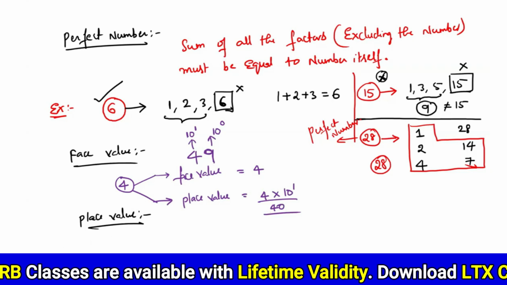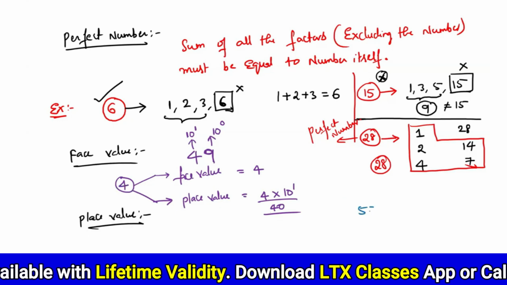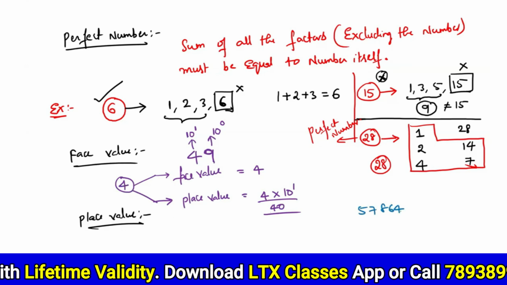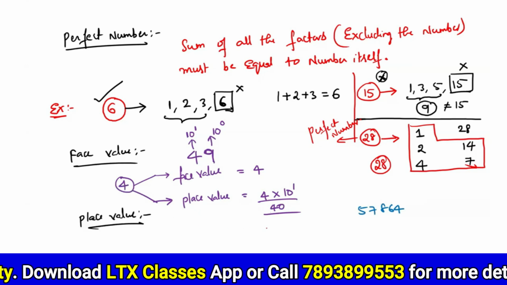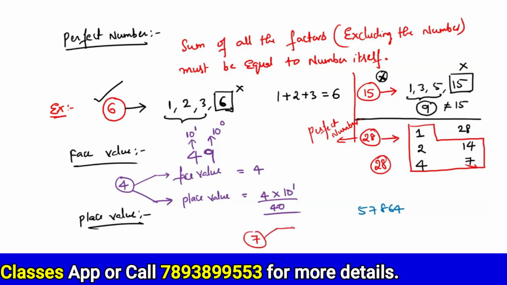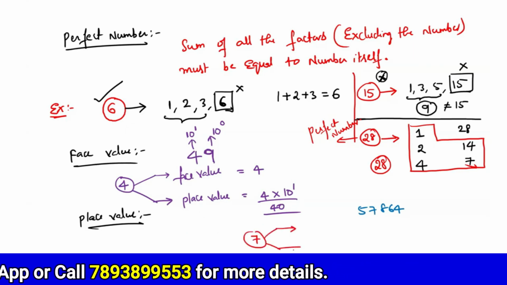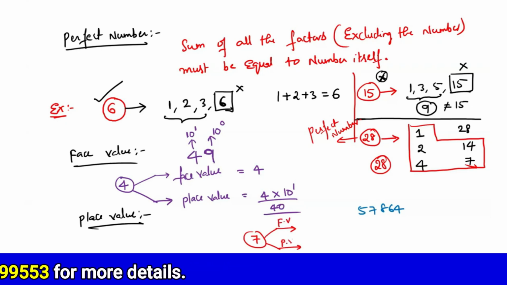Like this, if they are giving you a number, let us take a 5-digit number, 57864. And they are asking about face value and place value for 7. Now tell me how to write this.